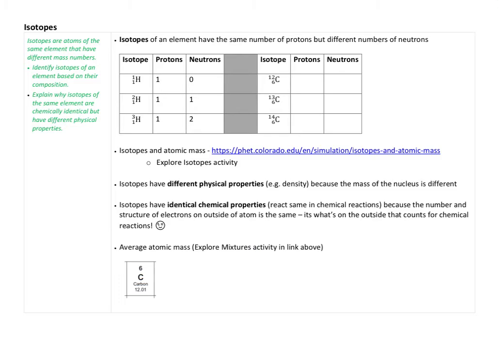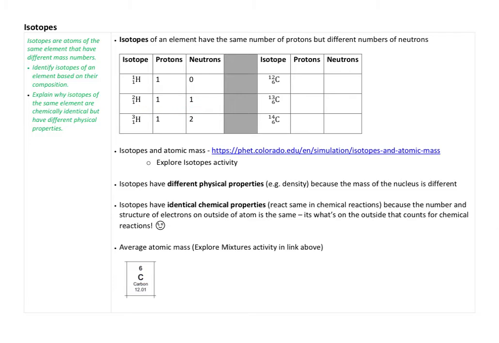The next term we need to be really familiar with is isotopes. What are isotopes, and how do we show what various isotopes are? Isotopes of an element have the same number of protons but different numbers of neutrons. I've got an example here. There are 3 isotopes of hydrogen. We can have hydrogen with 1 proton and no neutrons, so that's why the atomic number equals the mass number. There's only 1 proton. We can have hydrogen with 1 proton and 1 neutron, so therefore 1, 2, because 1 plus 1 is 2.